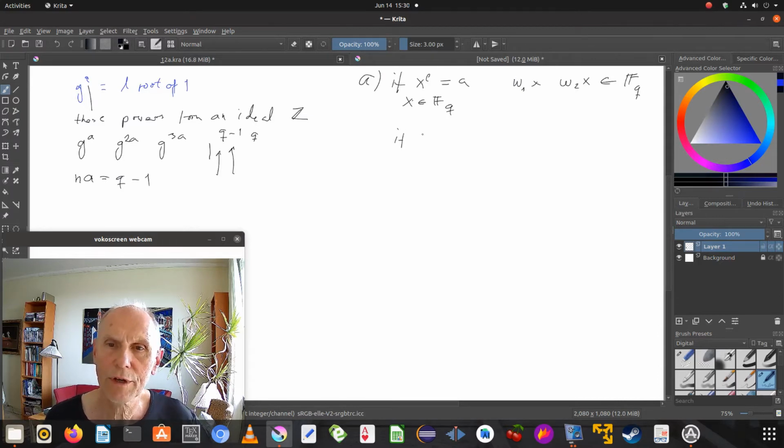If not, then I claim that x, omega 1 x, up to omega L minus 1 x, well, they are all roots, so that means that FQ extended with x is the splitting field.